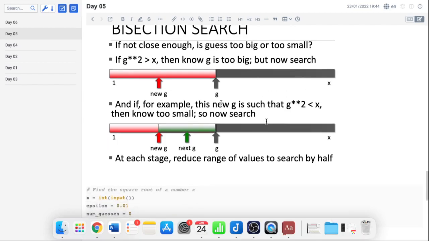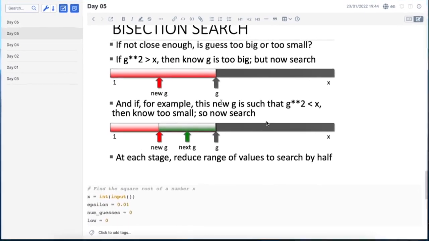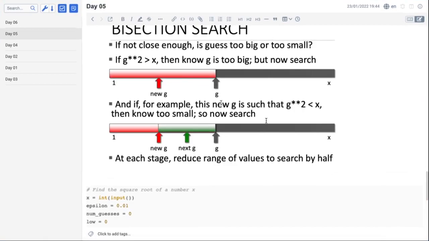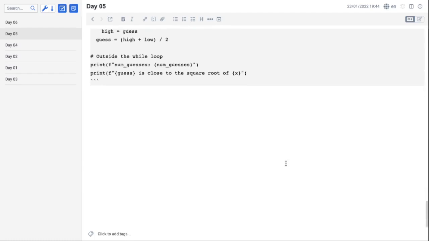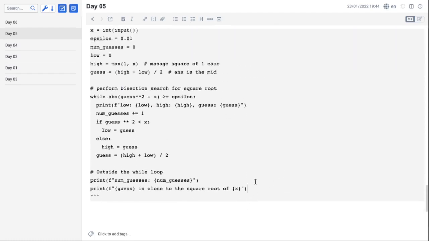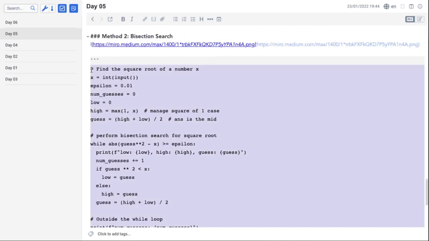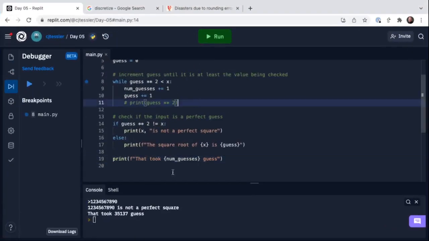So just to see how much more efficient bisection search is compared to that guess and check search, let me just copy and paste the code in and pray that there's no bugs, because we've been a little buggy today. Sorry about that. But let's just go ahead and see.